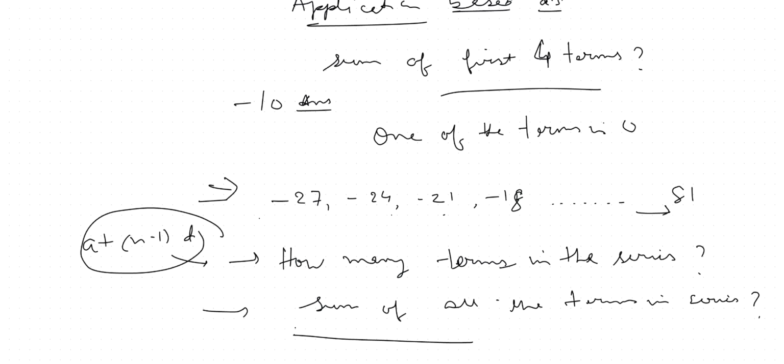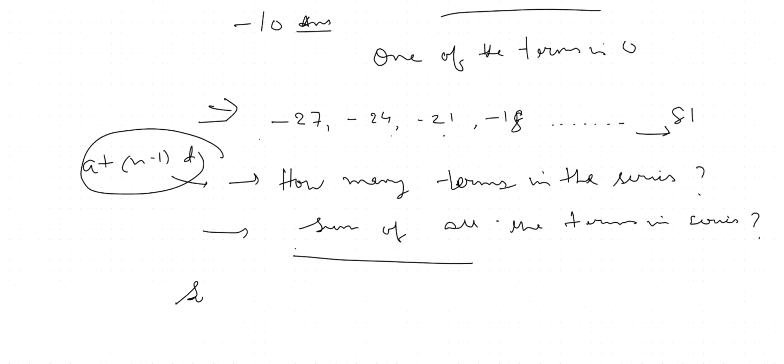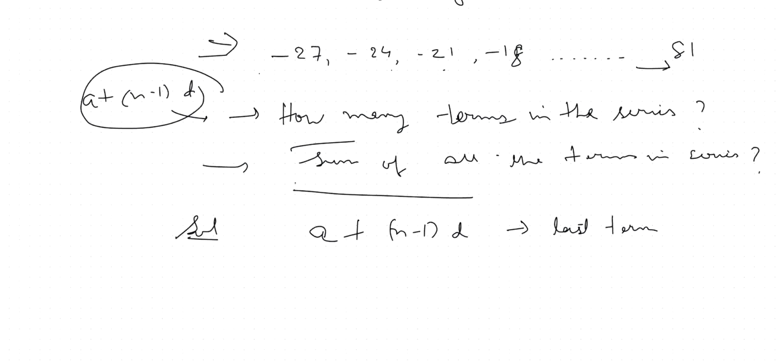All right. So I'll now tell you how to answer these questions. For the first question, how many terms in the series? I'm going to use this formula a plus (n minus 1)d. This formula was originally for finding out the last term, but I'm going to use it to find out the number of terms in the series. How do you do that? You start with the first term, which is minus 27.